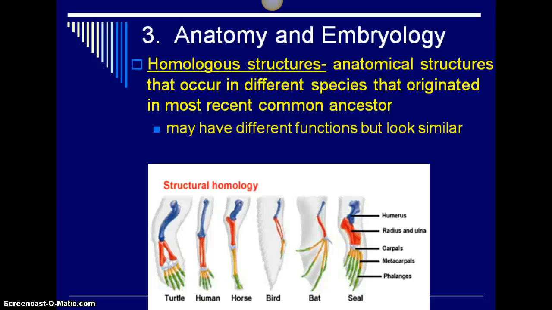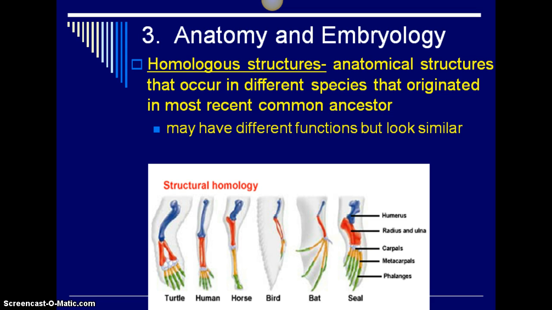So if you take a look at these bone structures from turtle to human, horse, bird, bat, and seal, notice they all have a humerus. They all have that upper arm bone. They all have a radius and ulna. They all have carpals, which are wrist bones for us. They all have metacarpals, which are your hand bones, and they all have phalanges, which are your fingers.